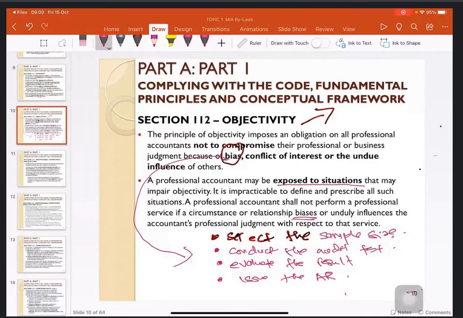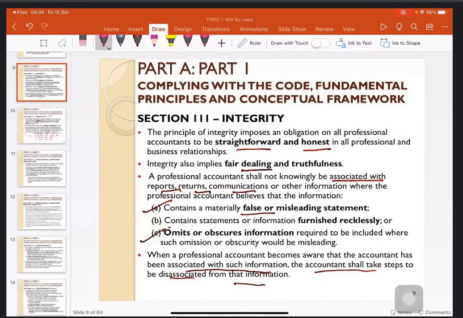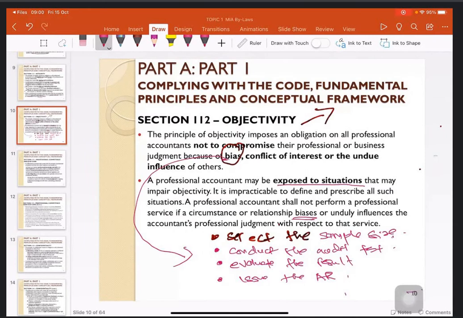Apa maksud integrity? Integrity straightforward and honest. Okay. Objectivity, you are not biased. Bias bukan saja you tak bias ya. The other party not be able to influence you in decision making. Especially bila you nak buat benda-benda ni lah. Okay. The client as well as other party not be able to influence you. You use your professional judgment to determine the sample size, the type of audit test, how to evaluate the result, okay. Kemudian what the type of audit report to be issued.